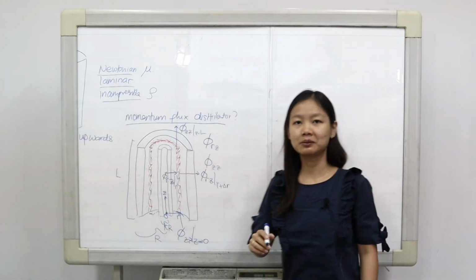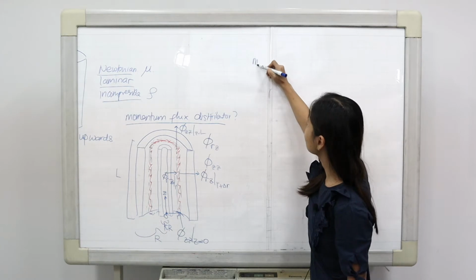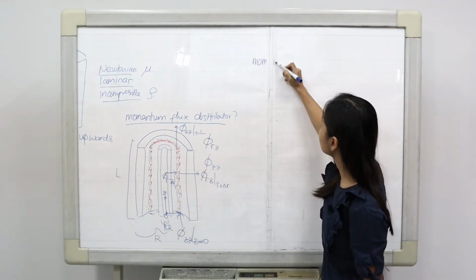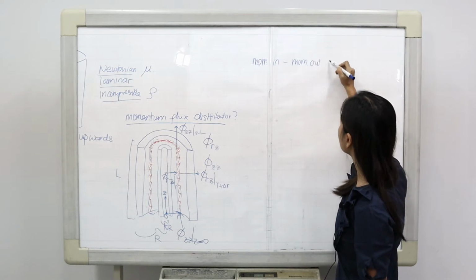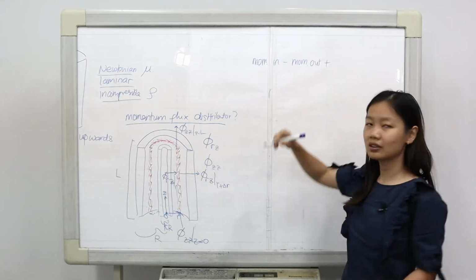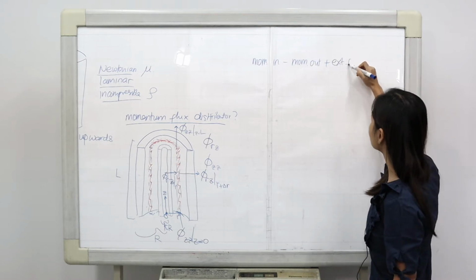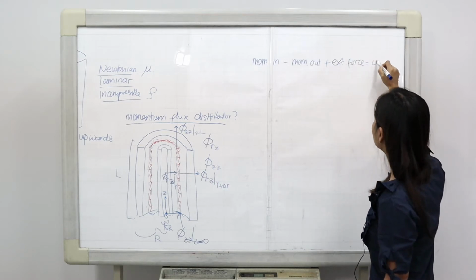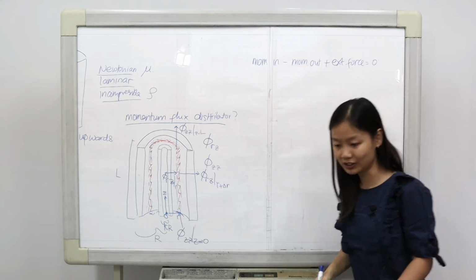Now we can construct the shell momentum balance here. Basically the momentum balance says that momentum in minus momentum out plus the external force equals 0 at steady state. What we have here is the steady state condition.